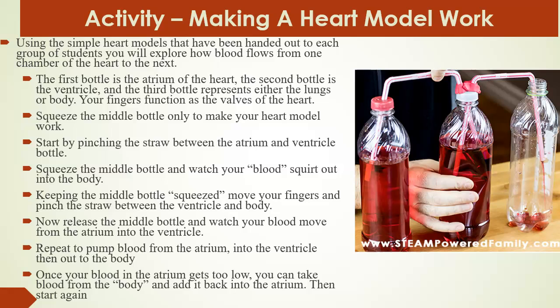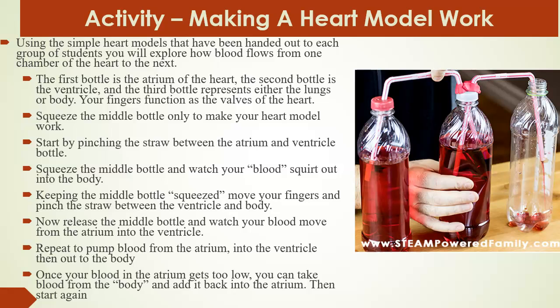You are going to fill 2 of the bottles with the water that's been dyed red. And we're going to explore how blood flows from one chamber of the heart to the next. And how we're going to do that is one bottle will represent the atrium of your heart. The second bottle, the middle one, will be the ventricle. And your third bottle will represent your lungs or your body. And now your fingers are going to function as the valves of your heart. So you're going to squeeze only the middle bottle to make your heart model work.